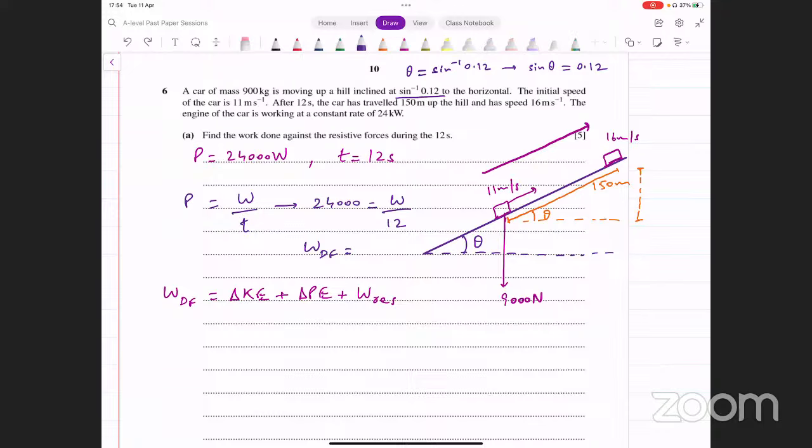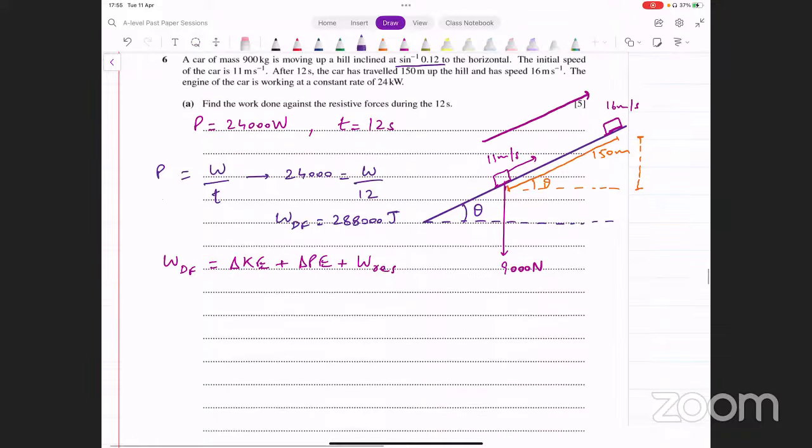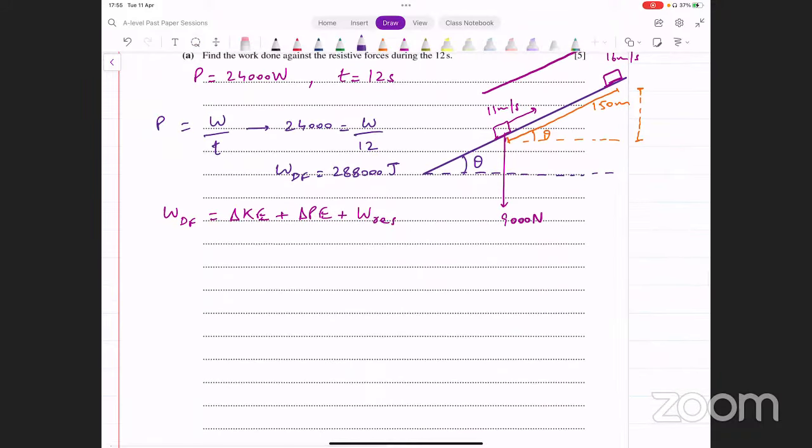Let's see what this turns out to be. This is 288,000. This is the work done that we get from this. आपको सिंपली अब इस फॉर्मूला में वैल्यूज इनपुट करनी है। वर्क डन बाय ड्राइविंग फोर्स इज 288,000. व्हाट अबाउट द चेंज इन काइनेटिक एनर्जी?